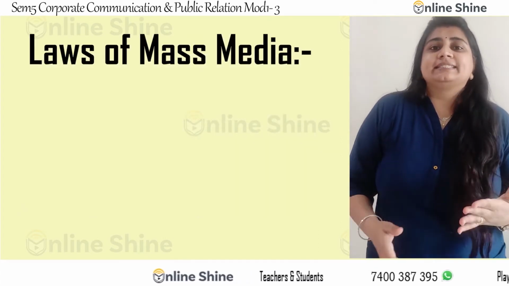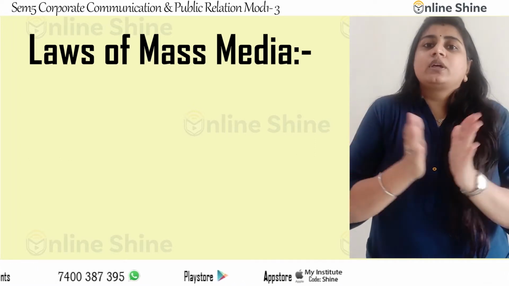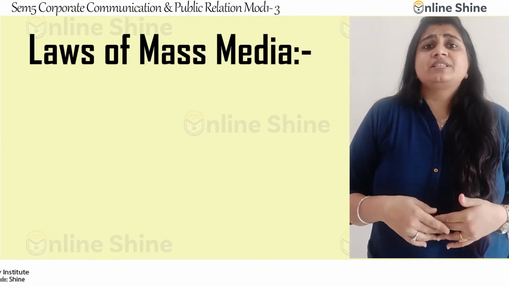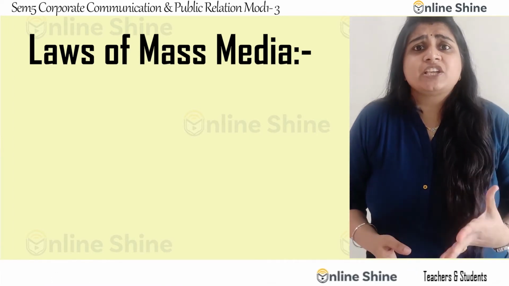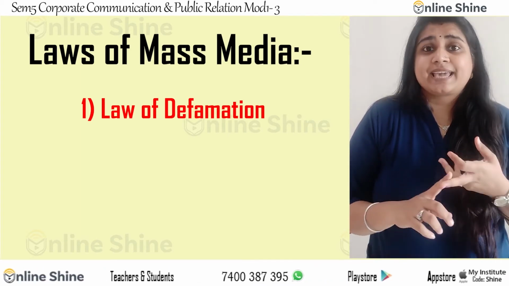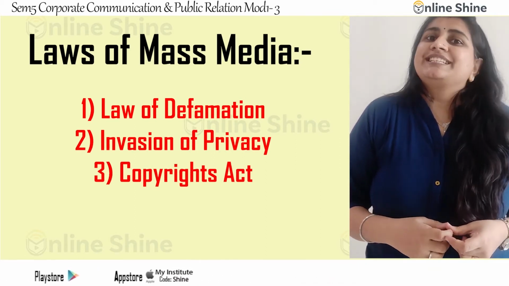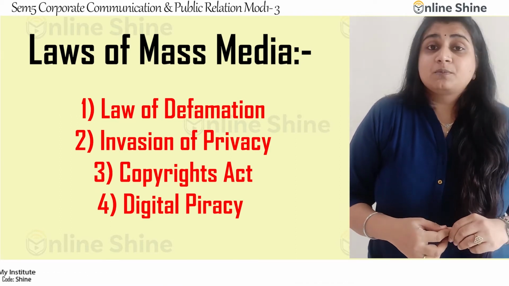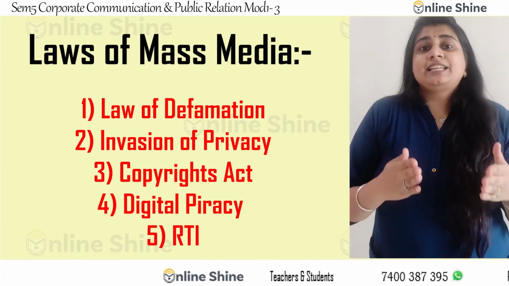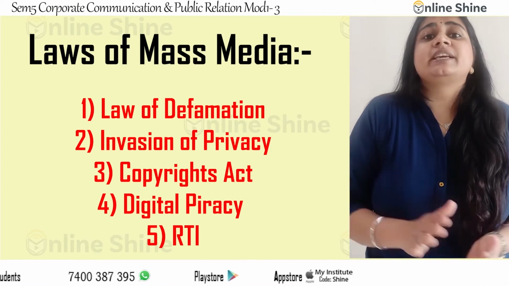So we move to understanding mass media laws that basically are a shield for organizations in case they need to safeguard their interest. So what are these 5 major mass media laws that we need to understand? First is defamation. Second, invasion of privacy. Third, Copyright Act. Fourth, digital piracy. And fifth, and the most important, is the RTI Act, Right to Information Act. So we'll understand each of it with 5 different examples.